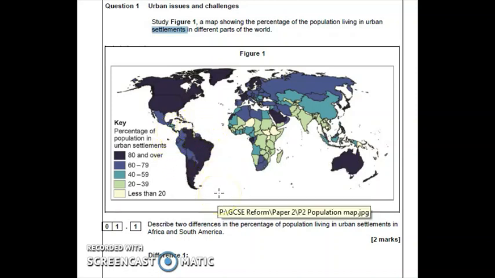Finally, maybe if we want an extra mark, we could say that there are countries in Africa where there is less than 20% of people living in urban areas, and there is no such country in South America.